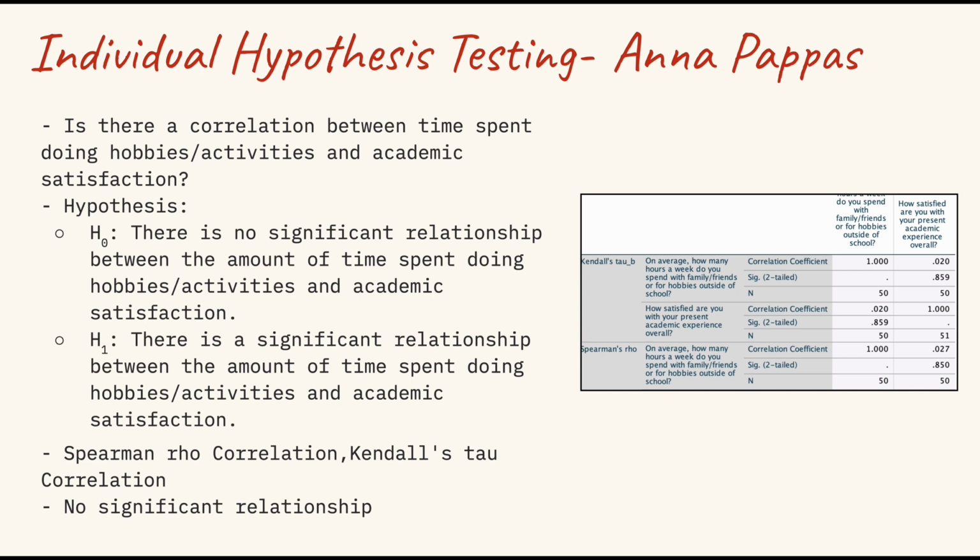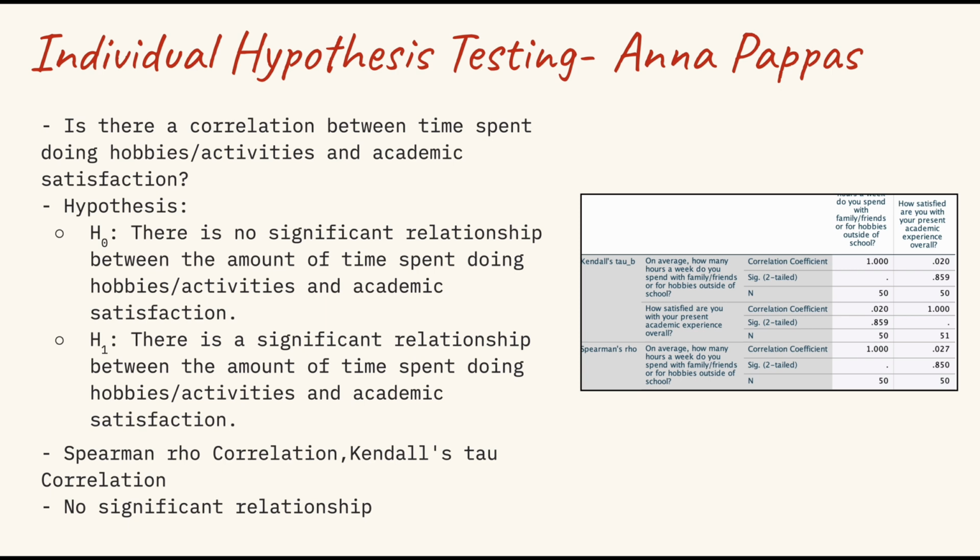My null hypothesis was there is no significant relationship between the amount of time spent doing hobbies and activities and academic satisfaction. My alternative hypothesis was that there is a significant relationship between the amount of time spent doing hobbies or activities and academic satisfaction. To test my hypothesis, I ran both Spearman's Rho correlation and Kendall's Tau correlation tests. I chose to use Spearman's Rho and Kendall's Tau because they are non-parametric tests that work well with ordinal data and don't assume a normal distribution.